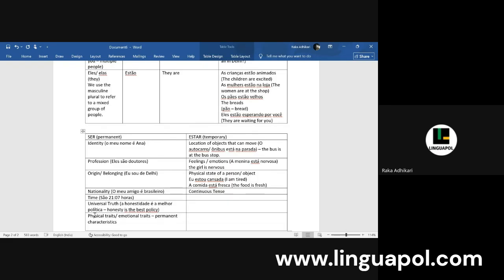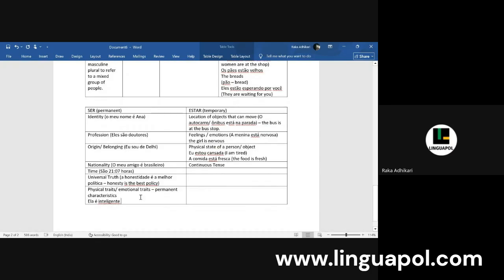For example, we read an example like ela é inteligente. She is intelligent. This is an emotional trait of the person. For example, if I say o menino, the boy, o menino é alto. Okay. The boy is tall. So this is a physical trait of the person. It cannot change. It's permanent. So in these cases, we use the SER verb. So it is not an exhaustive list.